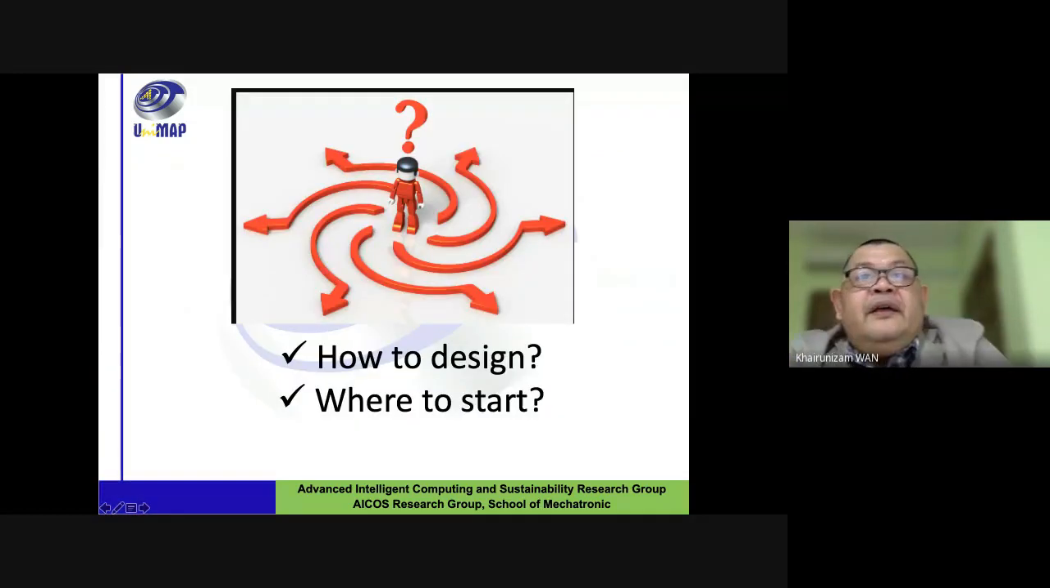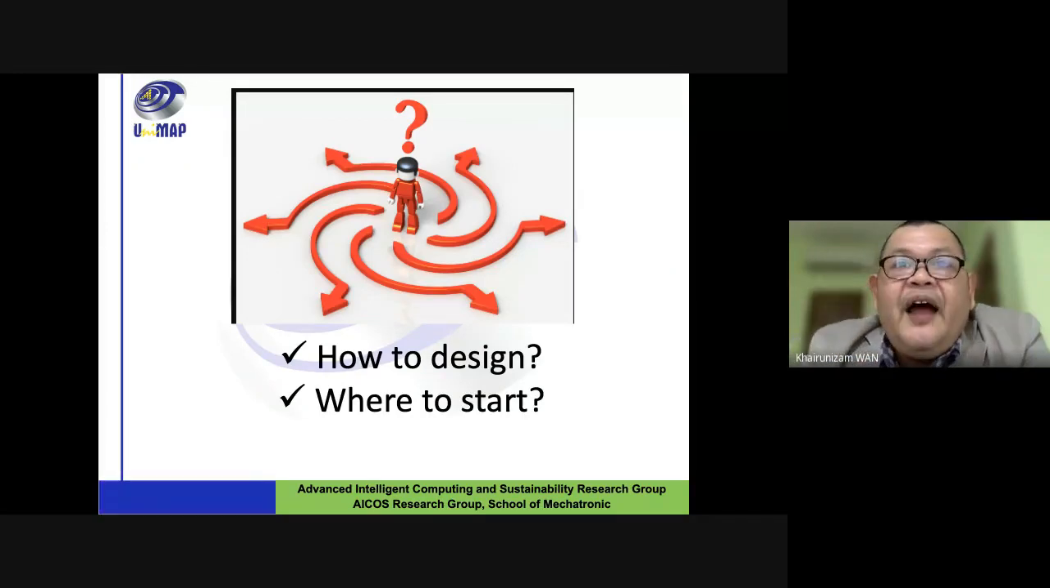Okay. So we are now in the main topic. How to do the innovative design of the final year projects, and where to start designing it. At our college, students do a final year project after they enter the final year, the 4th year. In the fourth year, they have 2 semesters.